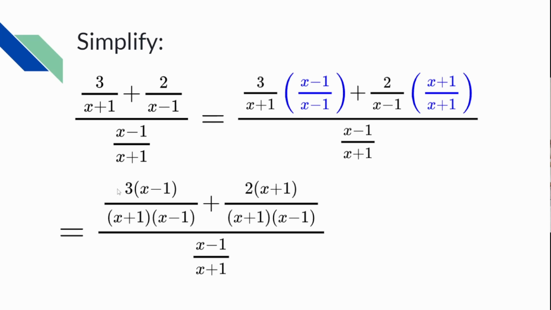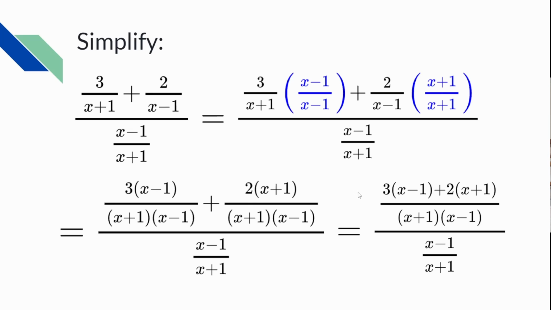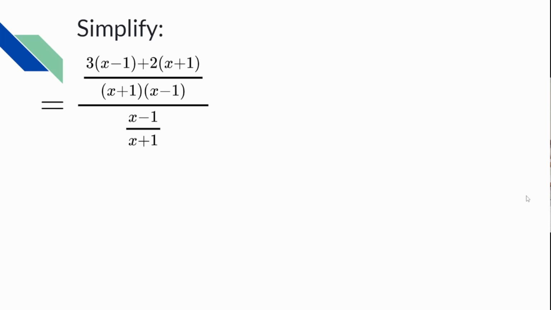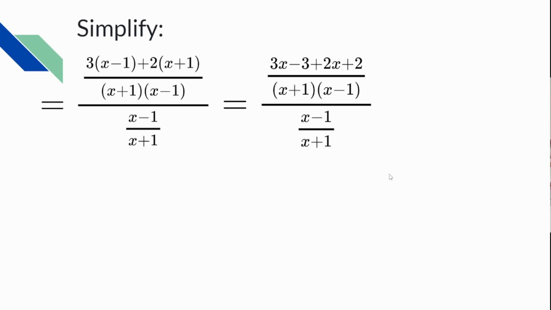When we multiply, we get 3 times x minus 1 over the common denominator plus 2 times x plus 1 over the common denominator. So here we're ready to combine these two fractions into 1. And this is what we get. Let's take this to the top of the screen. When we distribute up here, we have 3x minus 3 plus 2x plus 2.